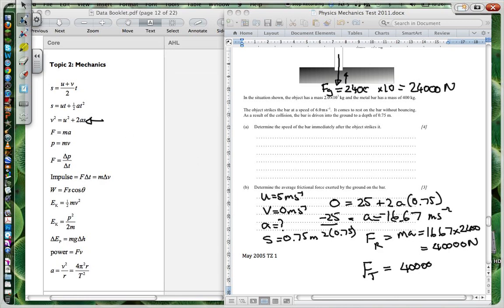Plus our 24,000, because the 24,000 will overcome the force due to gravity, and then 40,000 will cause the deceleration. So the total force that will have to be applied will be 64,000 newtons. So that's one way we can do it.